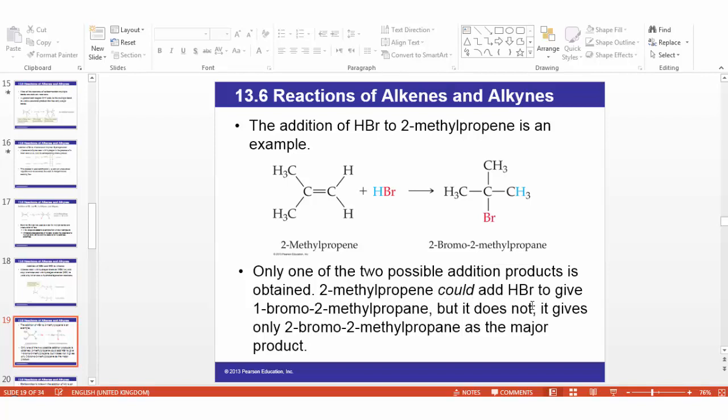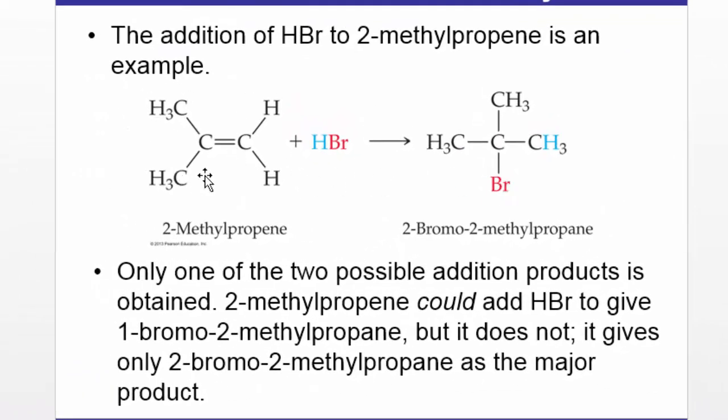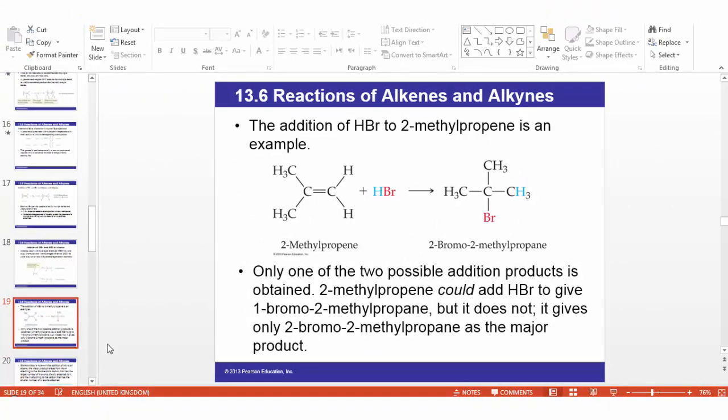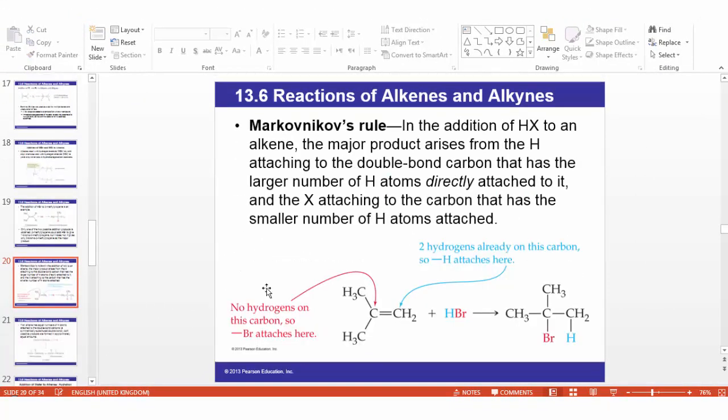2-methylpropene could add HBr to give 1-bromo-2-methylpropane, but it does not. It gives only 2-bromo-2-methylpropane as the major product. And we notice that in this reaction, hydrogen is added to this carbon, number 1, and Br is added to this carbon. We have only 1 product, not 2 products, because there is a rule. There is a rule for adding. This rule is called Markovnikov's rule.